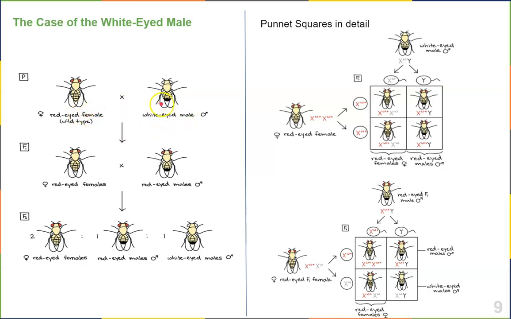So if he crossed these parents and got the F1 generation, well, all of the F1s, males and females, had red eyes. So he said, oh, that's interesting. Then we crossed the F1s again and got the F2 generation. And now females still have red eyes. Males have half red eyes and half white eyes.